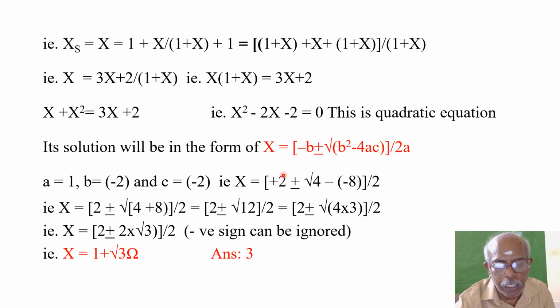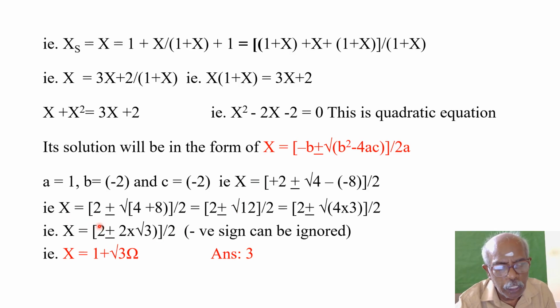So x is equal to minus b, that is plus 2, plus or minus square root of b square minus 4ac. What is a? 1. What is c? Minus 2. So 4 into minus 2, minus 8. Divided by 2a. What is a? 1. Okay. So x is equal to plus 2 plus or minus square root of 4 minus of minus 8. Of course, it is plus 8. So divided by 2.